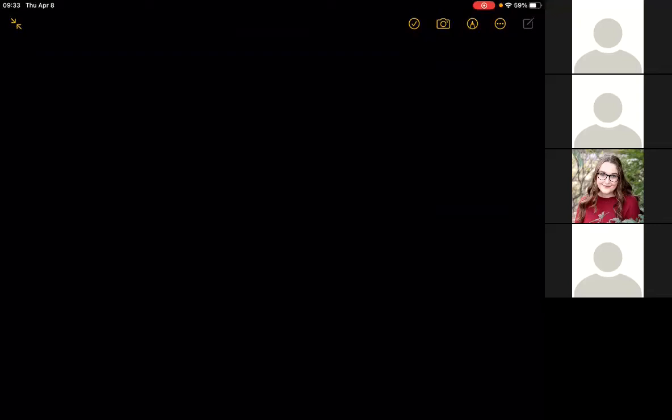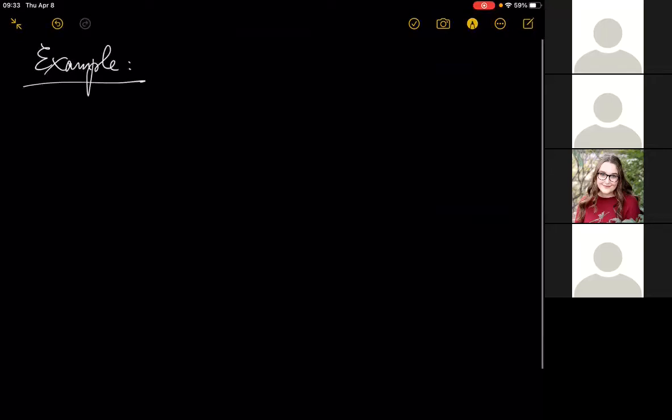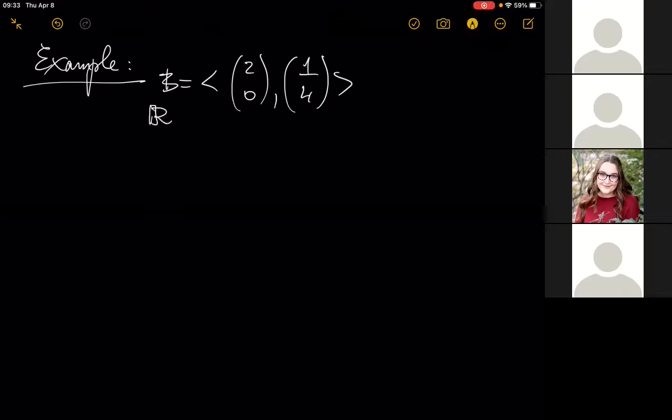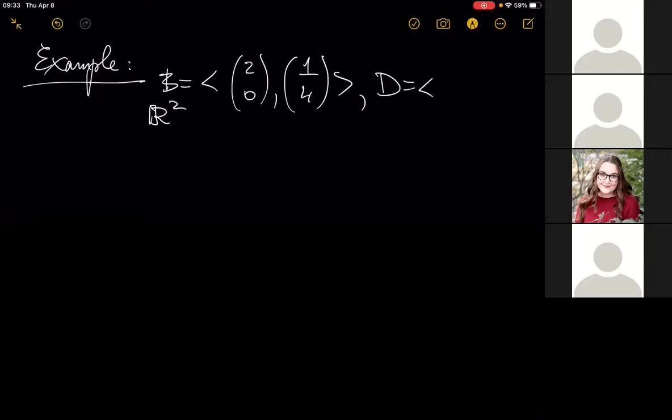In the last lecture, we considered the following example. Let me just remind you. I will go way faster today because we already had this. So I'm considering a basis in R2 and a basis in R3.